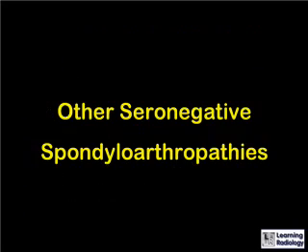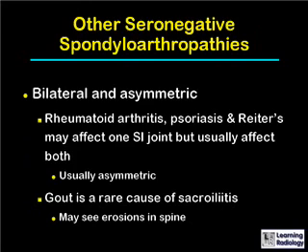Other seronegative spondyloarthropathies include those which are bilateral but asymmetric. Rheumatoid arthritis, psoriasis, and Reiter's syndrome may affect one SI joint but usually affect both asymmetrically. Gout is a rare cause of sacroiliitis. There may be erosions in the spine.